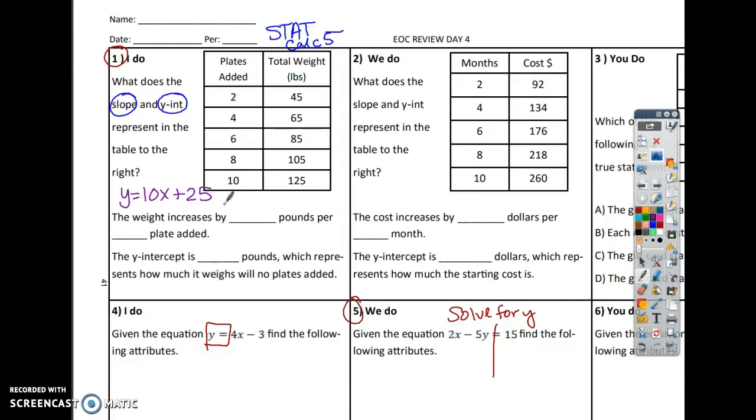Okay, so now you know that the slope is 10. That's the slope. And that the y-intercept is a positive 25. Okay, slope is the m, which is 10, and the y-intercept is the b, which is 25. If you want to write that down, you can. M equals 10, b equals 25.